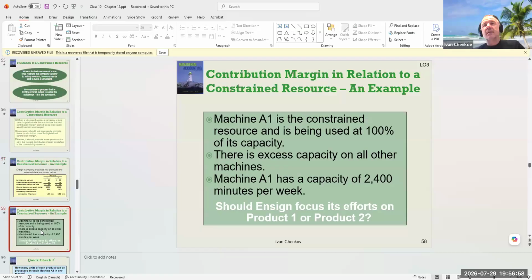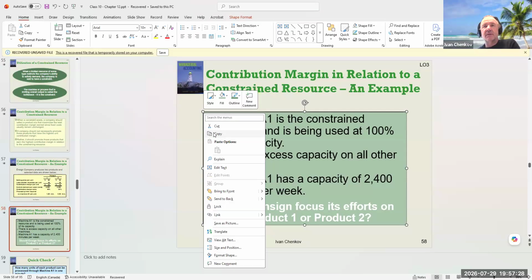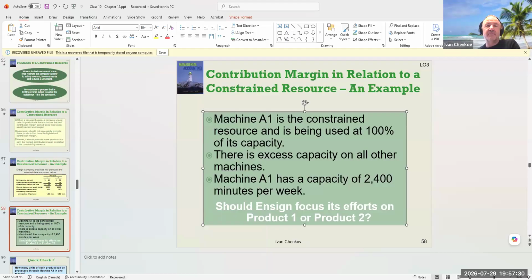Here, machine one is considered the constrained resource, and that machine is used at 100% capacity. There's excess capacity everywhere in all the other machines. Only on machine A1 we don't have excess. Machine A1 has the capacity of 2,400 minutes per week. So our capacity on machine 1, as you can see, is 2,400 minutes. That's what we have available.